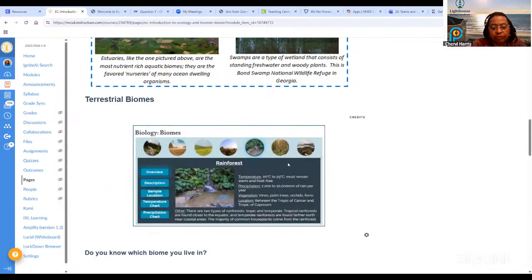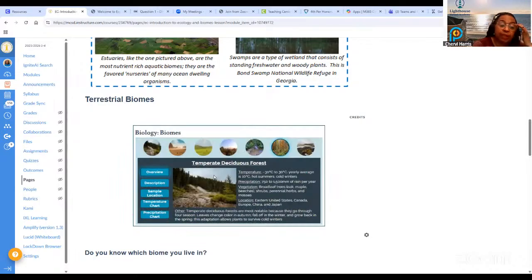And we don't live in the rainforest, okay? We live here, temperate deciduous forest. This is our part of the world, okay? So this is our average temperature, our average precipitation, although these days the temperature is going wonky up and down, but average is what they look at.